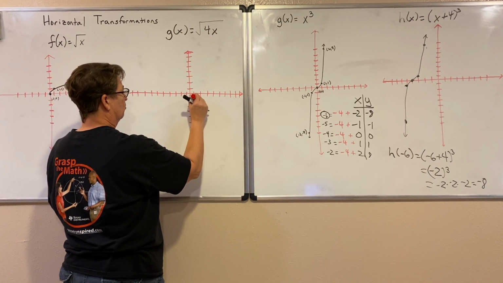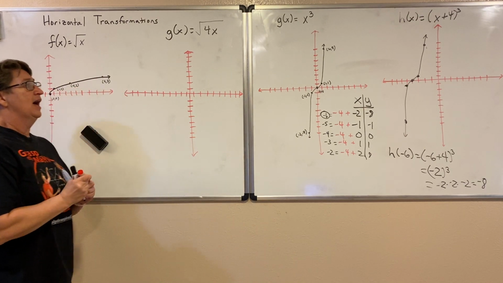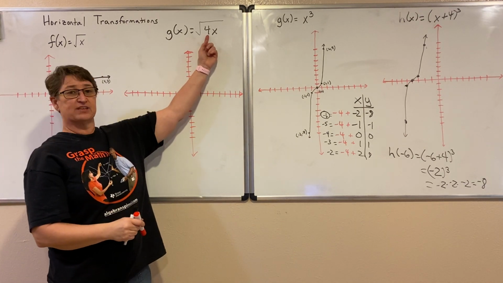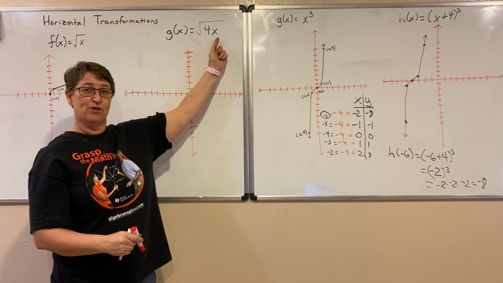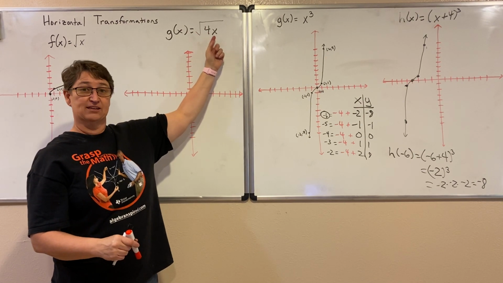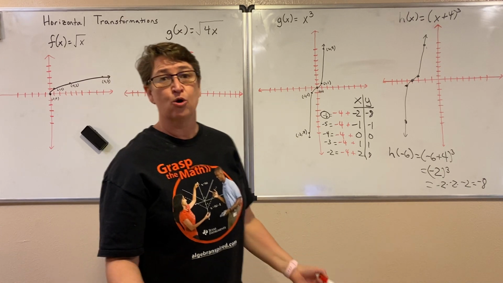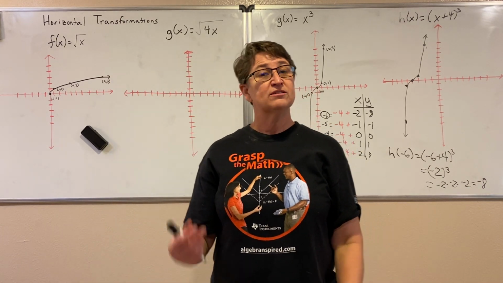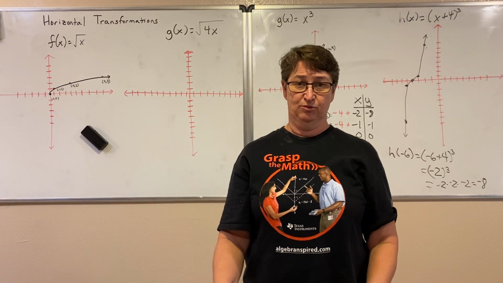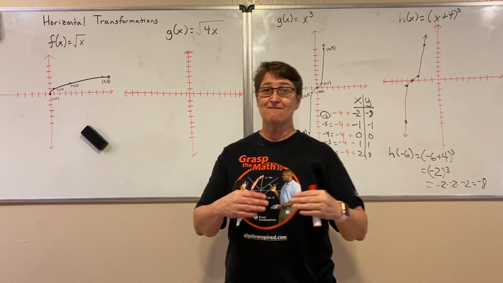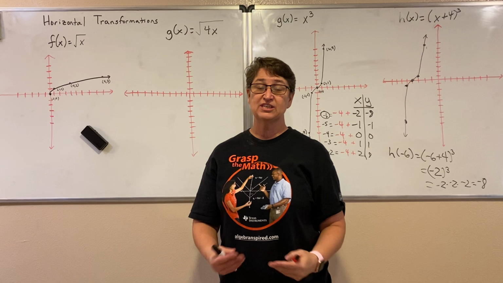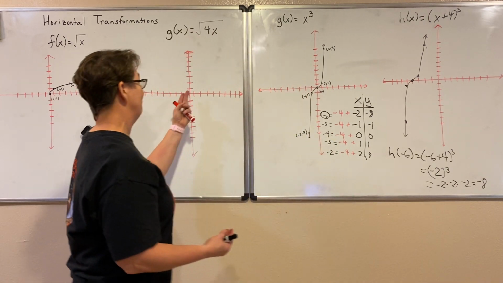So with this one, again, notice that my scalar here is inside the function. It's underneath the radical in there with the x. So it's affecting that x value. And again, we know our x's are liars. So instead of multiplying times that 4, we're going to take all our x values and divide by 4 to get our new function, to graph this.